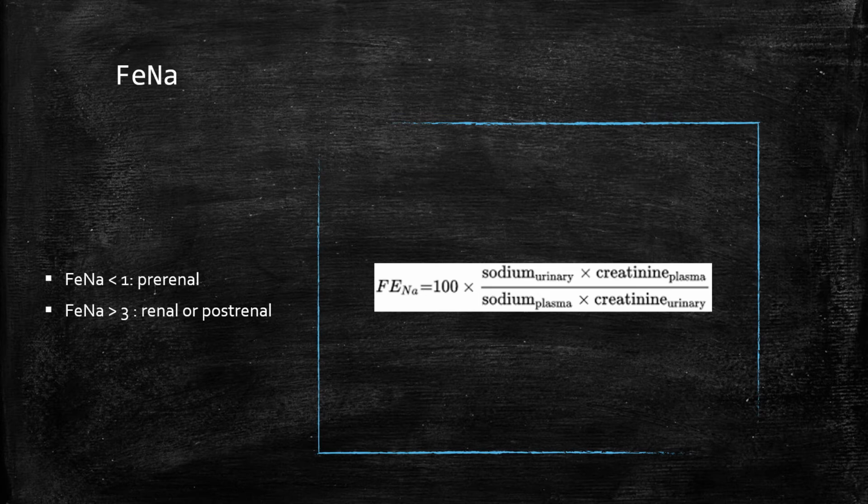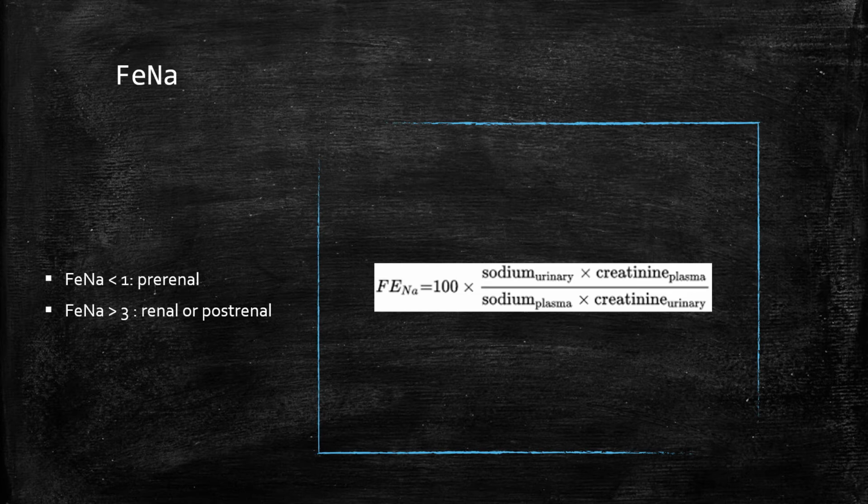The classic test to help sort out whether a patient is prerenal or not is the fractional excretion of sodium, and you see the formula written down here. There's a couple of things to be aware of. A patient who has a FeNa less than 1 is very likely to be prerenal, and someone who has a FeNa greater than 3 is likely to have a renal or postrenal cause. However, this leaves a large gap, and many times you'll do this test and it'll come back with a value somewhere between 1 and 3, in which case you're no better off than you were before you did the test.